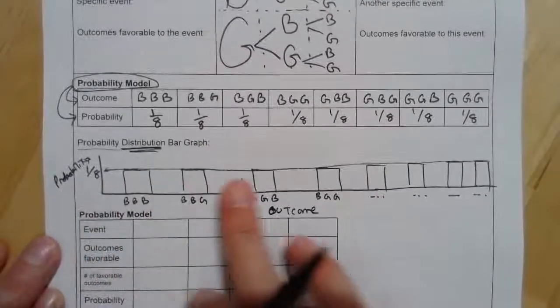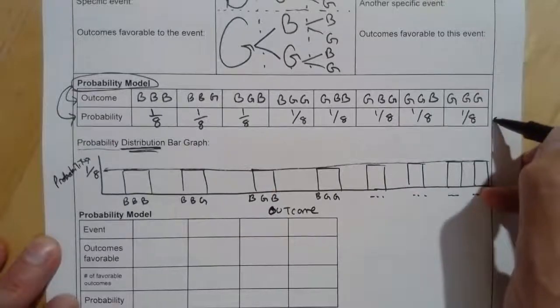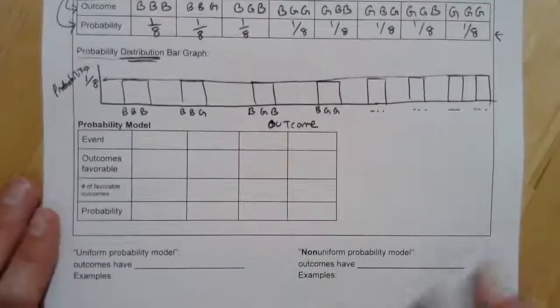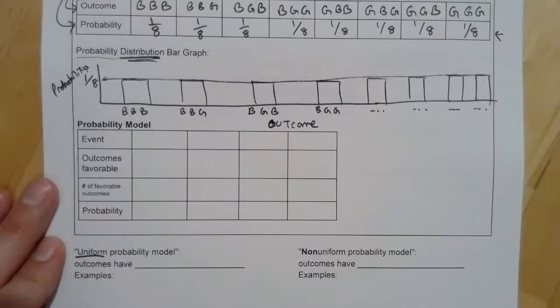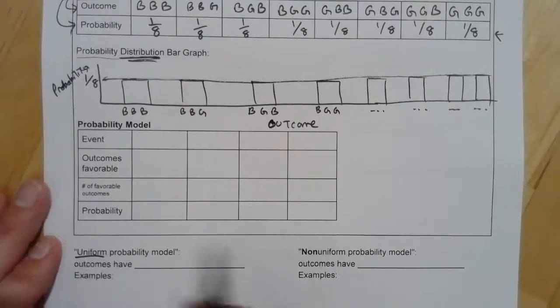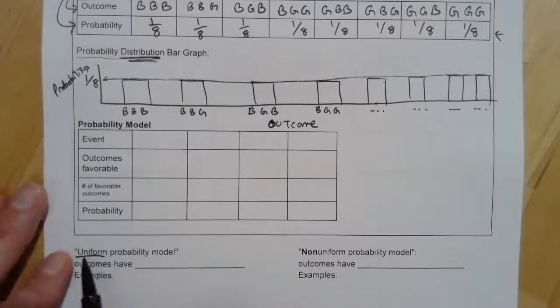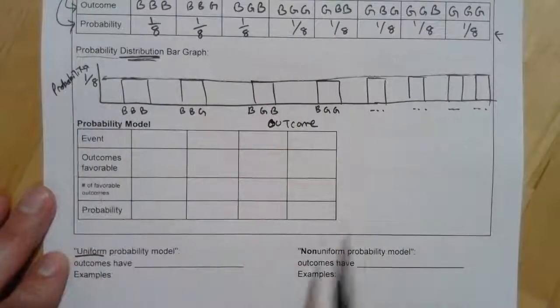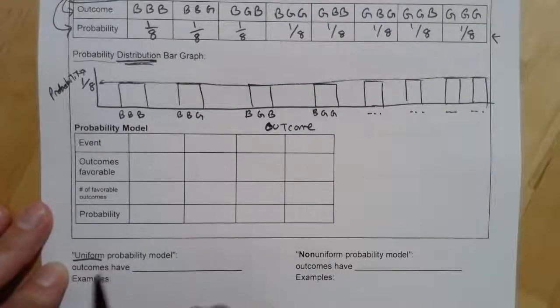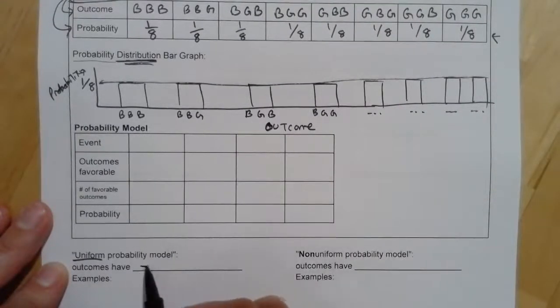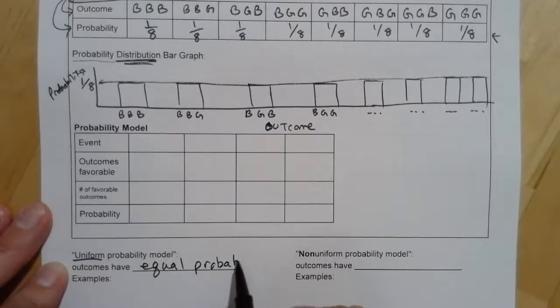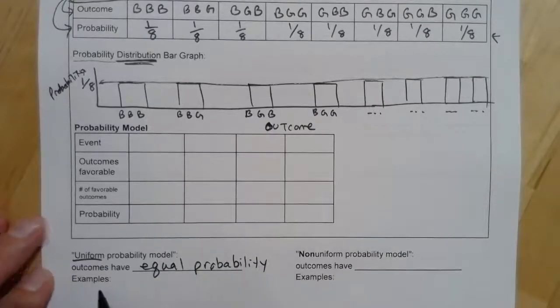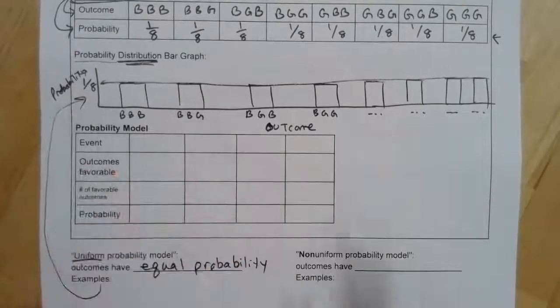And since these all have exactly the same height, since all of these numbers are exactly the same, we call this something special. We're going to write it down here. We call it a uniform probability model. Uniform, think when you wear uniform to school, everyone dresses the same. Uni means one. A unicycle has one wheel on it, right? So this is one form. It's all the same form, the same height. So the word we're going to write in the blank is that the outcomes have equal probability. Equal, same, 1. So an example would be something like this right here where they all have the same height.